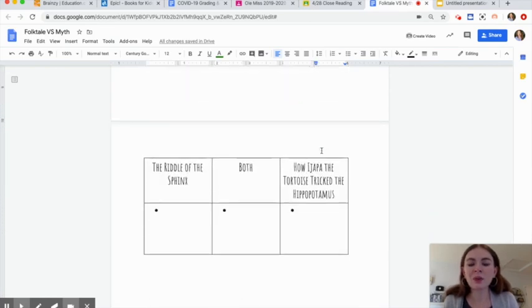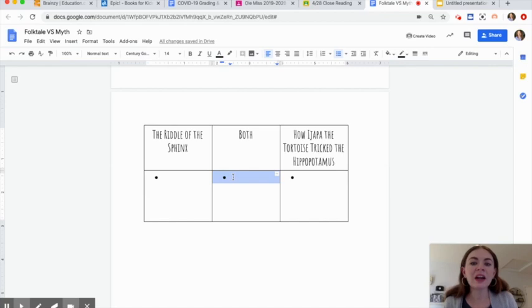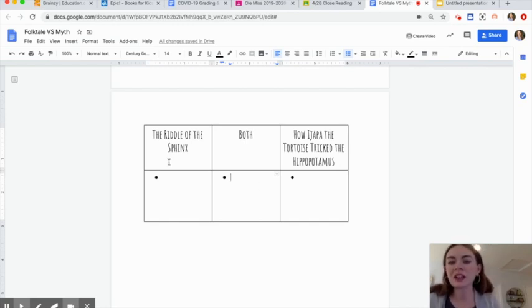So next, what we're going to do is go in here and add to this chart. This is going to be our compare and contrast chart today. So instead of the two circles that you often see, today I made it like this so it would be a little bit easier to type into. On one side, we're going to put differences for the riddle of the Sphinx. On this side, we'll put the differences for how Ajapa the tortoise tricked the hippopotamus. And for things that are the same, we'll put them in the middle under this both column.